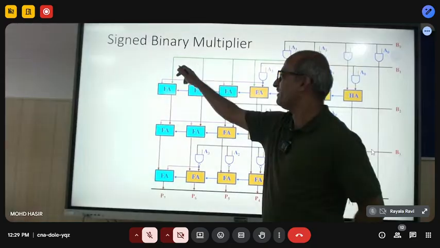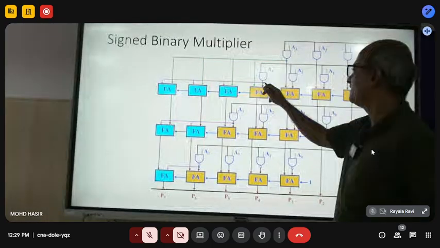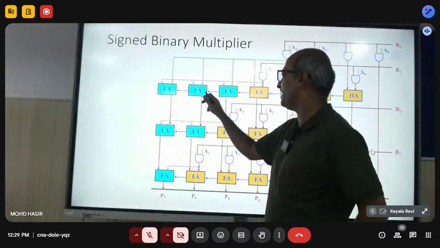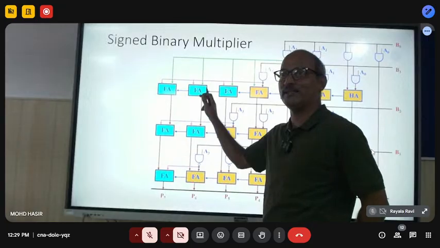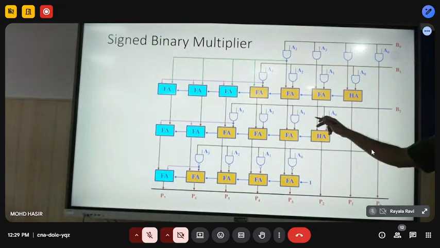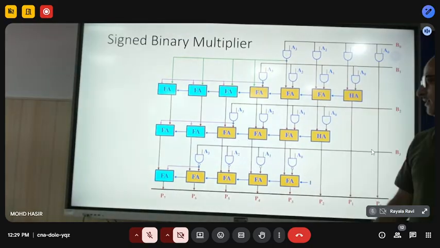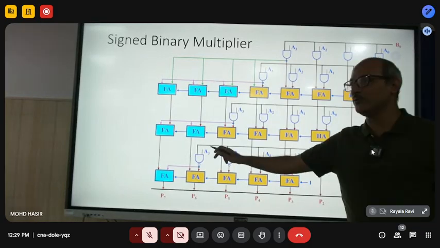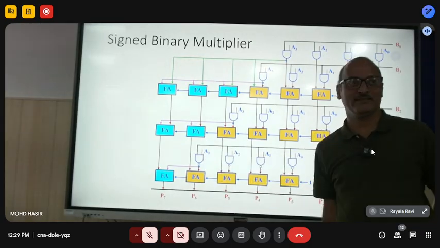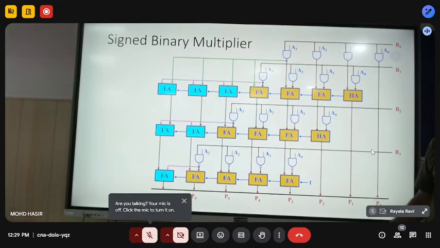How to do that? We know now the idea. We are just mapping it on the circuit. First partial product, sign extension with. Okay. Second partial product, sign extension of the bit to be added. These colored ones are nothing but sign extension positions.